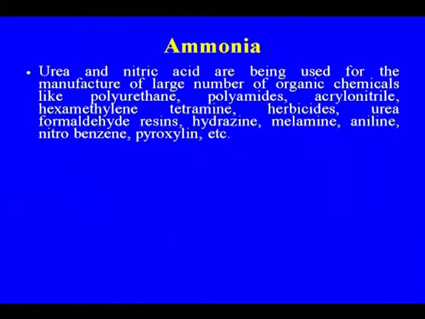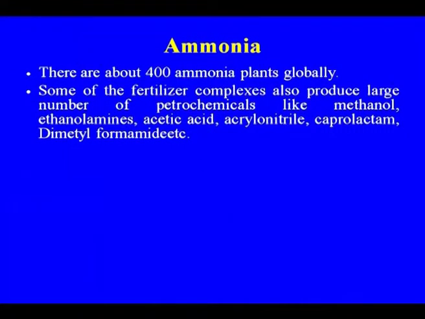So they are being used for the manufacture of polyurethane, polyamides, acrylonitrile, hexamethylenetetramine, herbicides, urea formaldehyde resin, hydrazine, melamine, because melamine is the product we are manufacturing in one of the fertilizer plants, GSFC, Gujarat State Fertilizer Complex at Vadodara. Aniline, nitrobenzene, pyroxene, in all these cases we are using this nitric acid in some form or other.